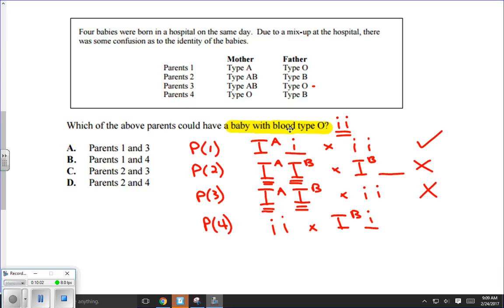If he does have a little i, then the mother's going to give a little i in the egg. Father could give a little i in the sperm, which means it is possible that parent 4, the combination there, could produce a child with type O blood. So when we're picking our answer, we're looking for number 1, number 4, so we pick answer B for this one. All right, so that one is solved fairly straightforward as long as we write out the genotypes of all the parents involved. Let's look at one more example.